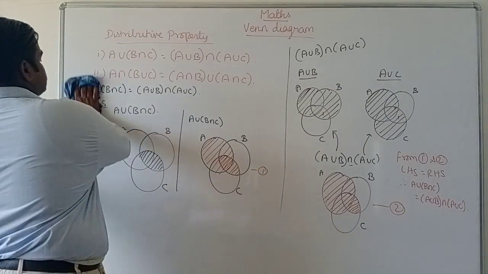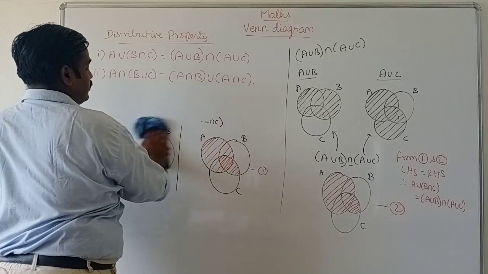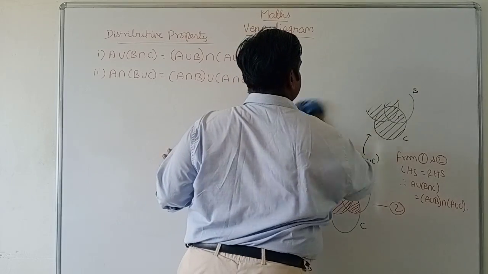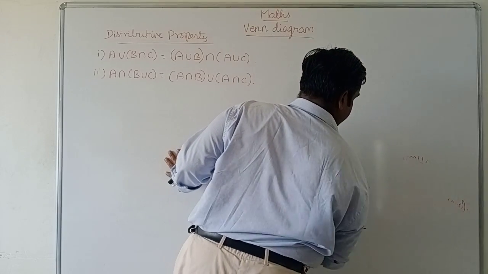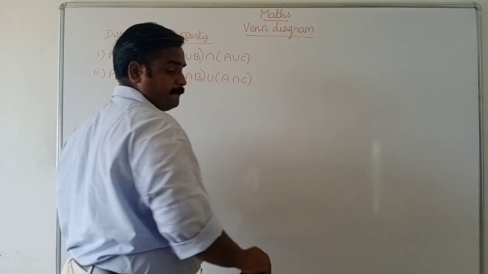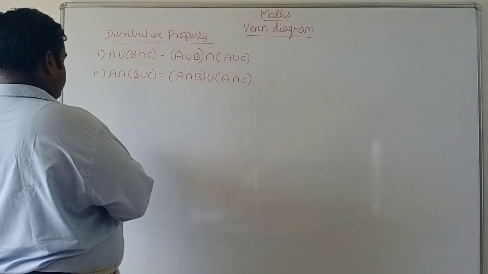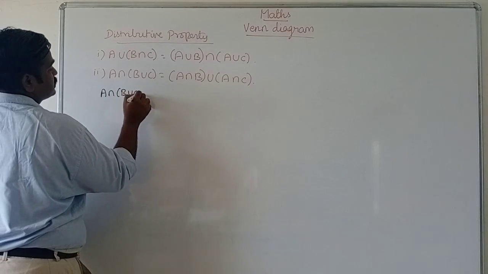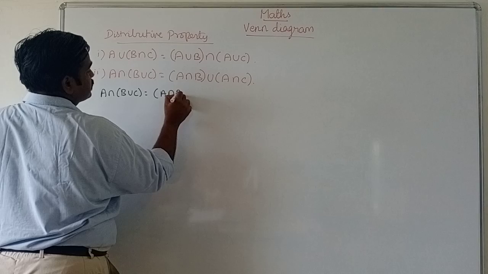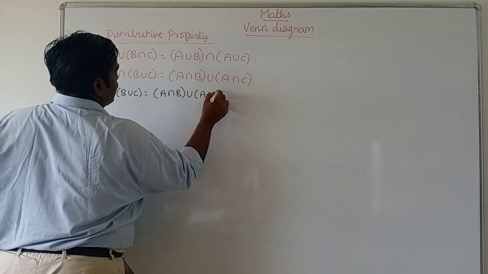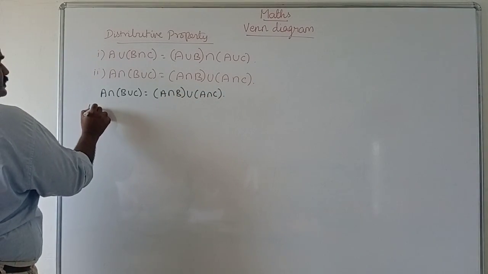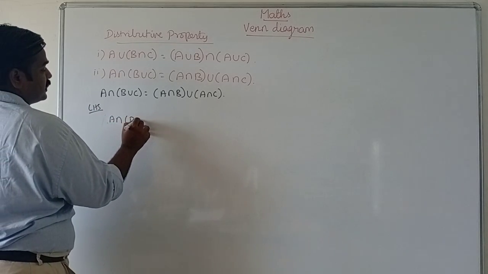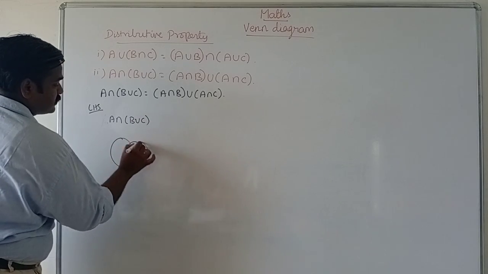Then the last one, A intersection B union C equals A intersection B union A intersection C. So now take this LHS. What is given in the LHS? A intersection B union C. So draw three circles to represent the sets.